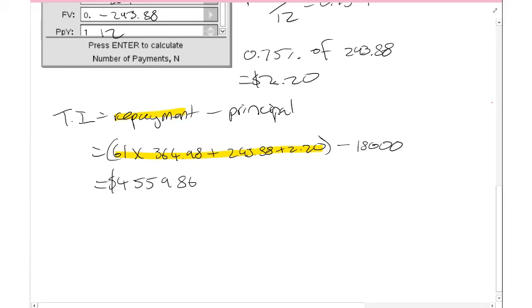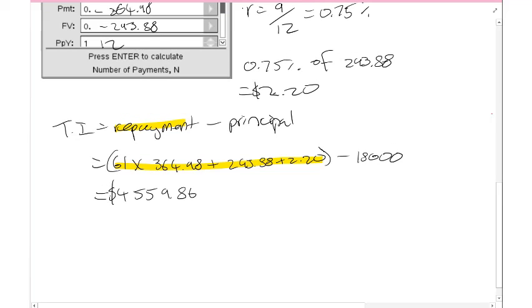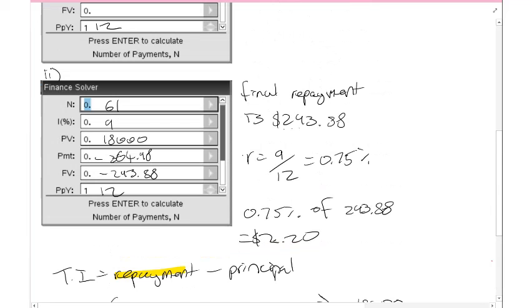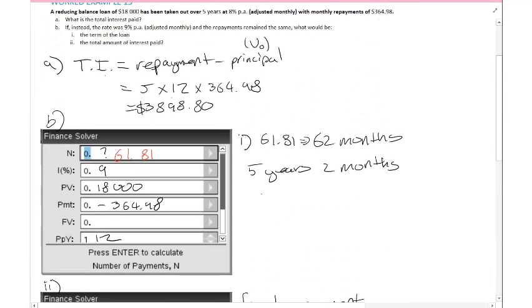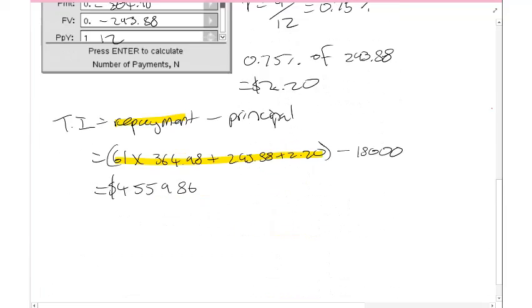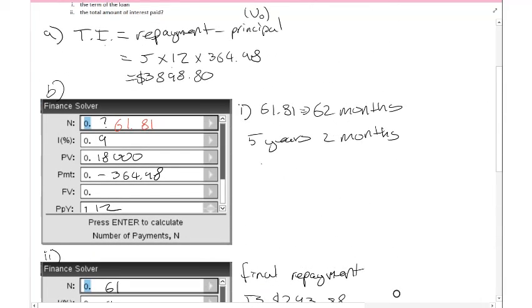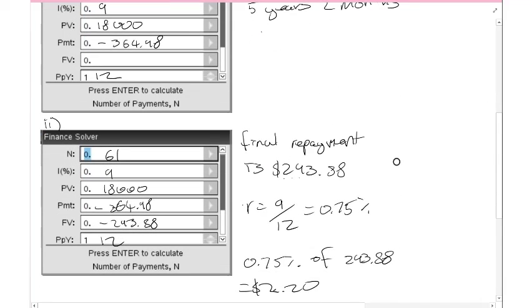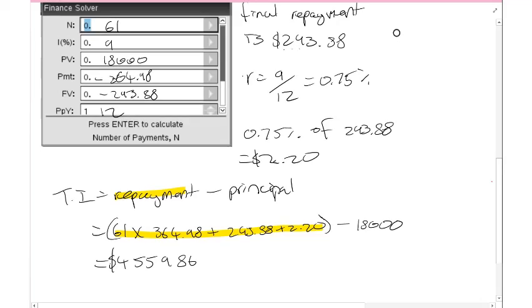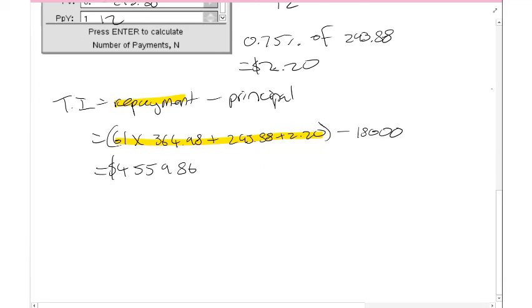So the total interest you've paid now by upping the interest rate by 1% is $4,559.86 compared to the other one, which was $3,898.80. So in this case, I'm paying essentially an extra $600-700 because of that 1% interest rate rise. Okay.